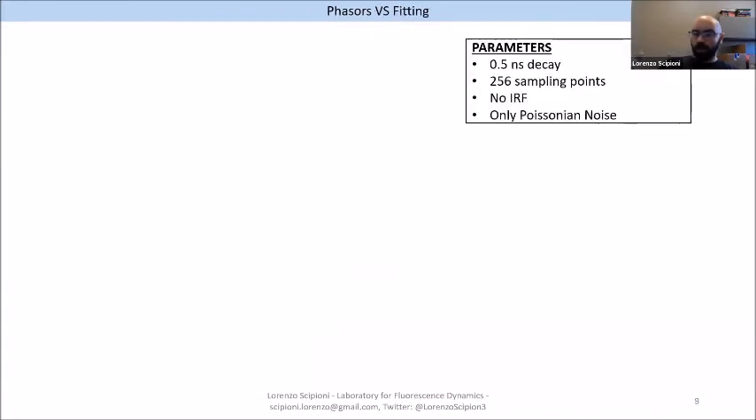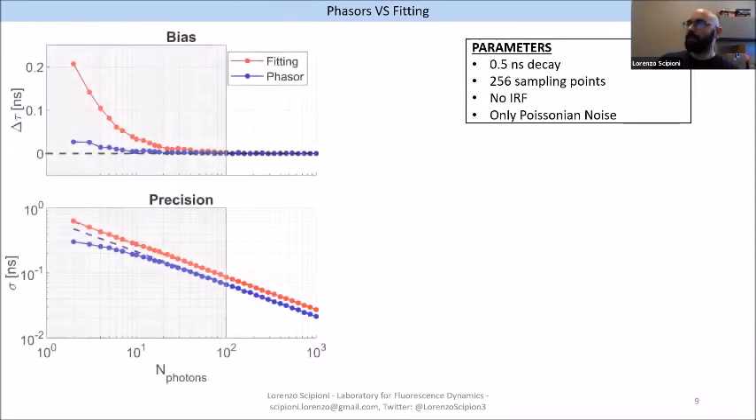So why do we care about this? We can do unmixing, we can do fitting, we can do whatever. So there's a reason why we go through all this trouble. It's because, if you take a look at what the fitting does and what the Phasor approach does, you will see that the Phasor will have a much lower bias when you have a very low number of photons.